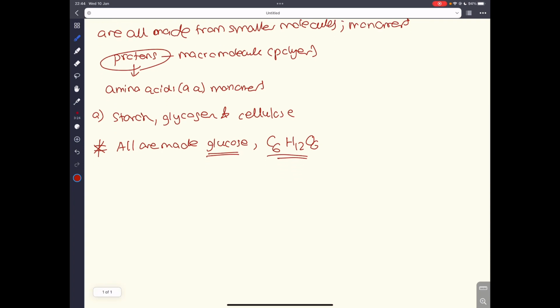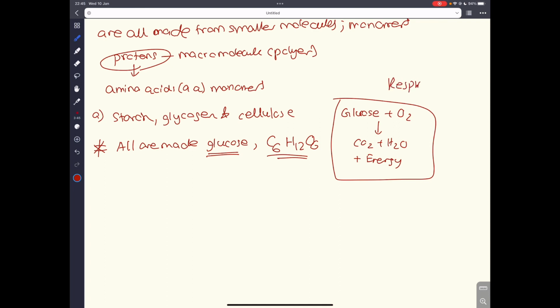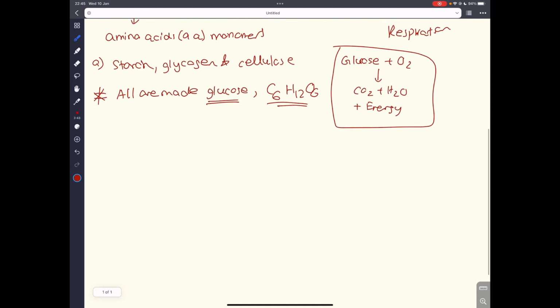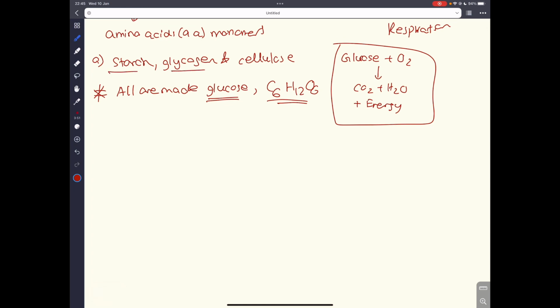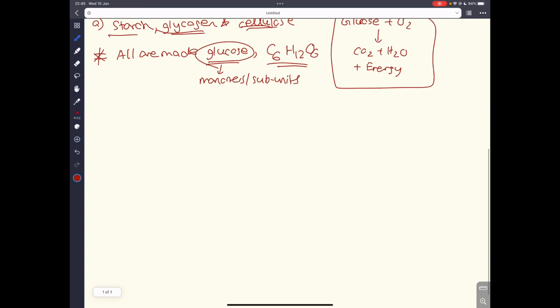Now, glucose is really essential because, as you know, glucose is an energy molecule. In other words, we burn glucose with oxygen to produce carbon dioxide and water, and this in turn produces energy for us. This reaction is the respiration reaction. So you have to know starch, glycogen, and cellulose are all made from the same subunits, or monomers. You can call them subunits, whatever you like. That's something that you have to know.